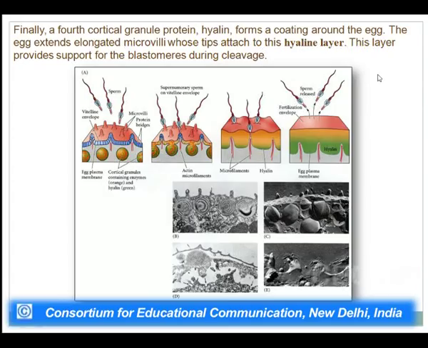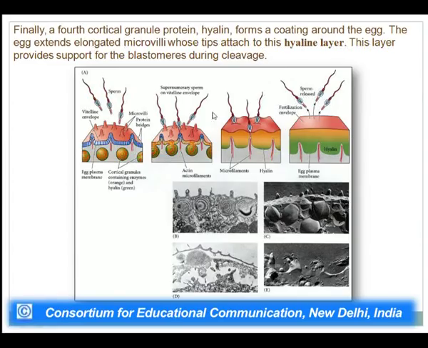So after fertilization, the next step is that this unicellular zygote will start dividing. When the cleavage starts, when one cell becomes two and so on, these blastomeres are kept in place because of this hyaline layer.